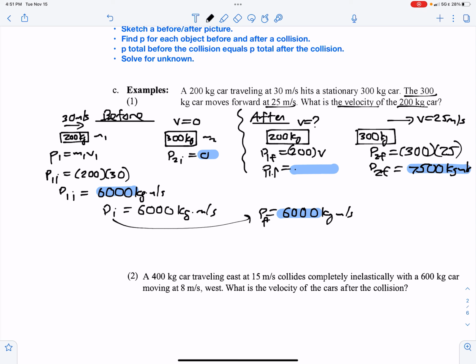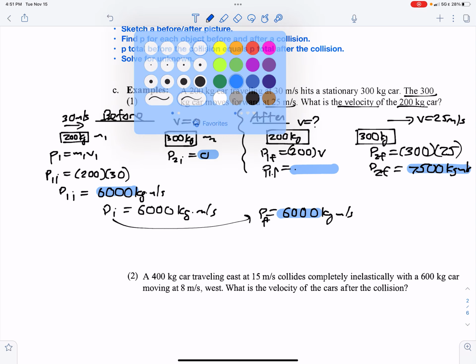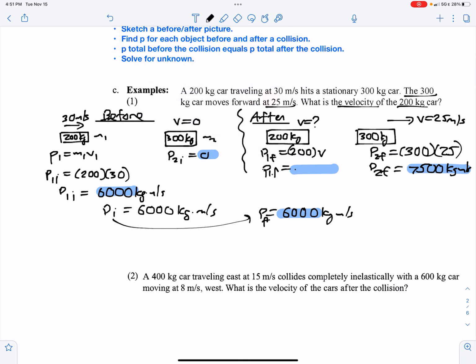Okay, so now what would it be? Well, you can see that if I subtract the two, this would have to be a total of negative 1,500 kilograms meters per second, right? Because if you add those up, what's negative 1,500 plus 7,500? Well, it's 6,000. So now I take this, and I have 200 times V equals negative 1,500.